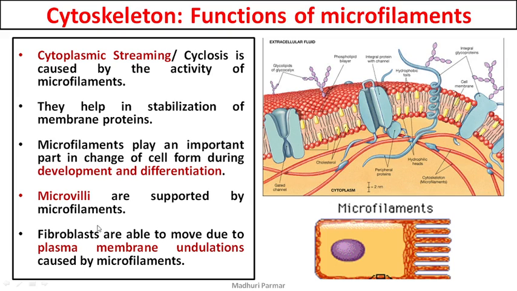So this means if you look at the fibroblast plasma membrane, it will look like a wave on the sea, and this is just because of microfilaments.